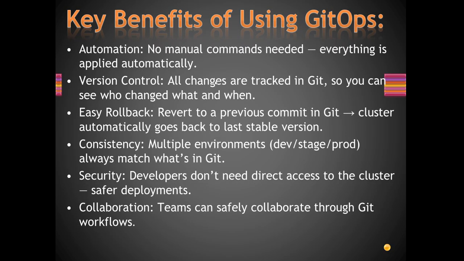Some of the key benefits of using GitOps are: automation, no manual commands needed, everything is applied automatically. Version control, all changes are tracked in Git, so you can see who changed what and when. Easy rollback, revert to a previous commit in Git, and the cluster automatically goes back to the last stable version.